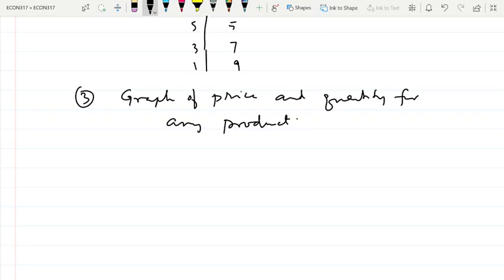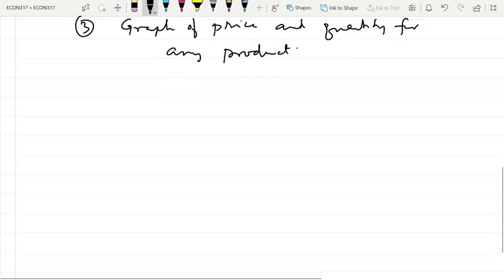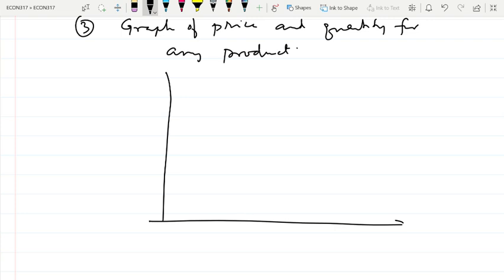But the convention in economics is somewhat different. Here we will always have the price on the vertical axis and quantity on the horizontal axis. So Q here, P here, and that's the convention. So let's write down the unit for price, dollar per unit, and then quantity is units.